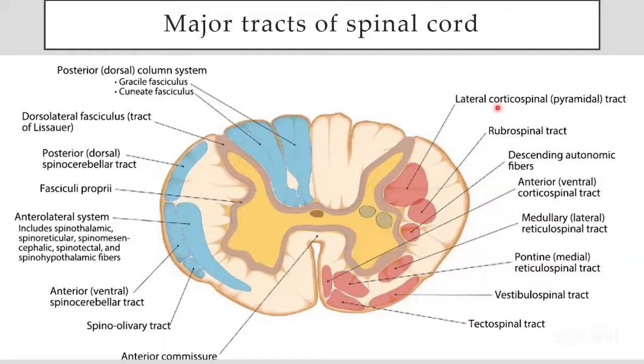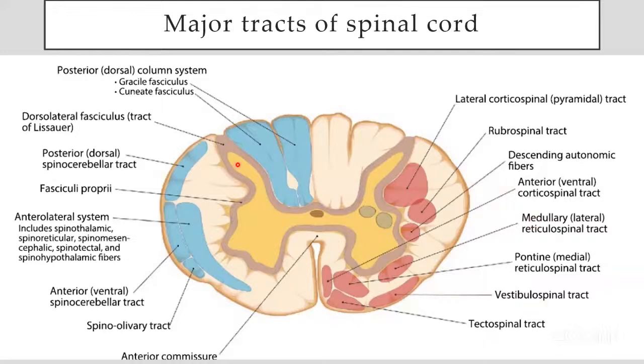Moving on to major tracts of the spinal cord, the ascending tracts are in blue color, while descending tracts are in red color. The major descending tracts are the lateral and anterior corticospinal tract, rubrospinal tract, the descending autonomic fibers, the lateral and medial reticulospinal tract that arises from medulla and pons, and the vestibulospinal tract as well as tectospinal tract.